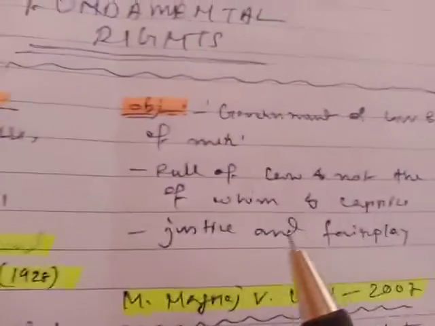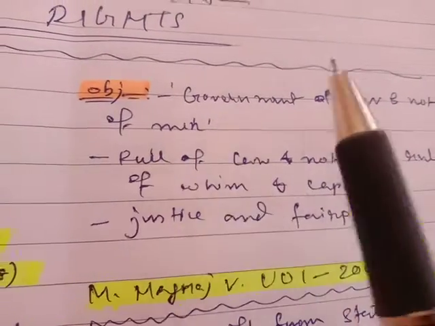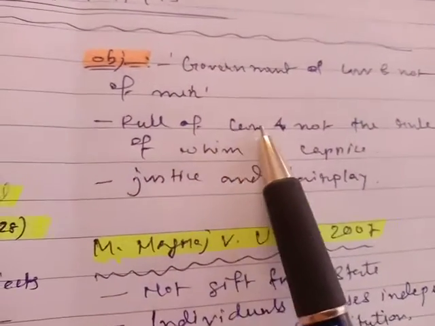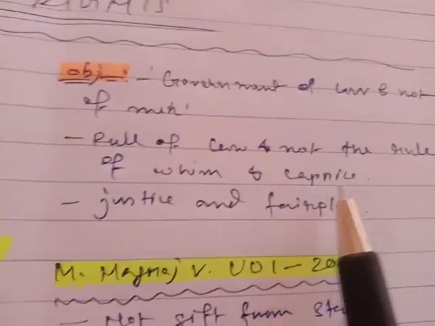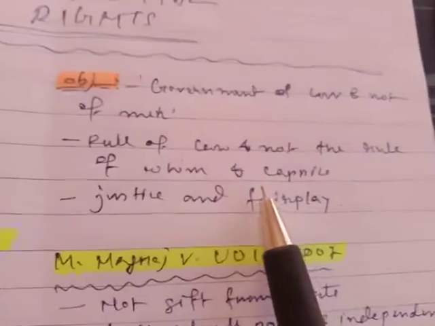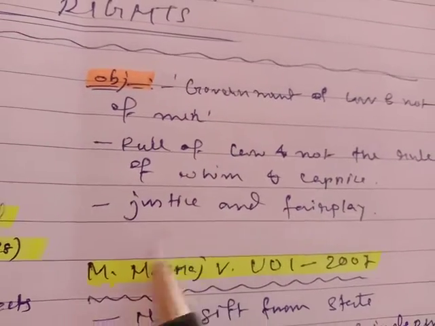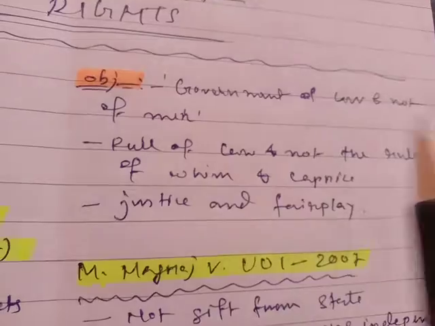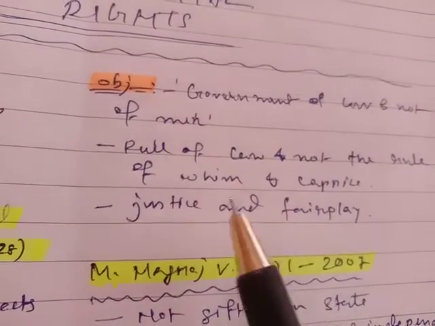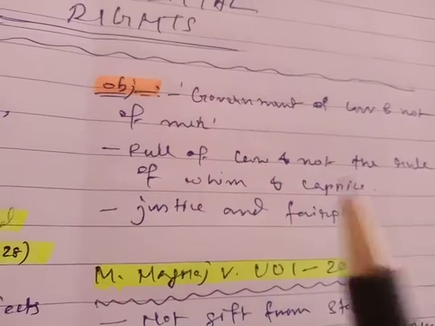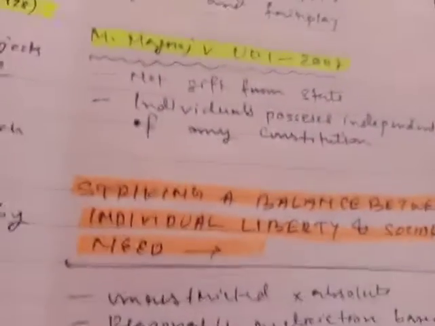Then comes the object. The object is to establish a government of law and not of man. That means to establish the rule of law and not the rule of whim and caprice. Rule of law, we know this is rule of law. There are 3 points relating to Dicey's rule of law. So that is a rule of law and not of man. That means there is only reasonable law. There is nothing arbitrary or unreasonable. There is place of justice and fair play. Right, these points you can note.